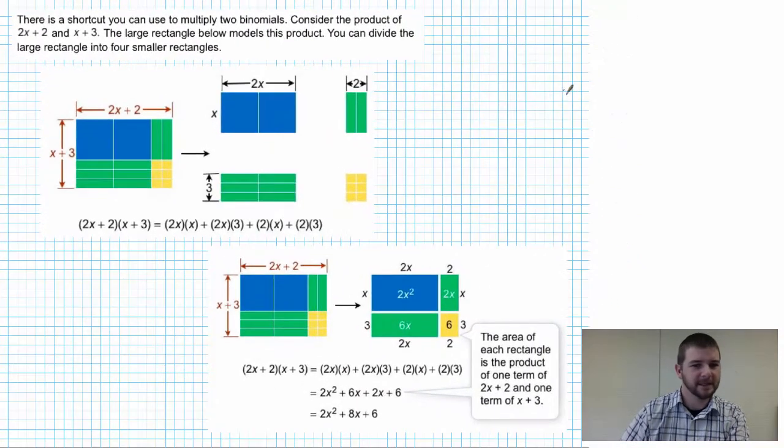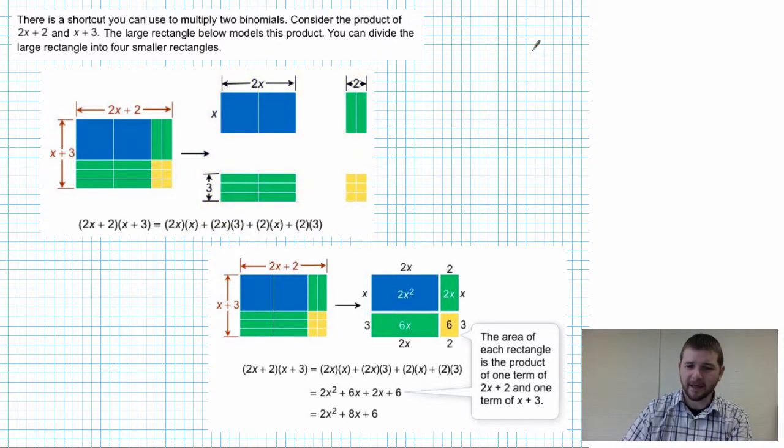So here are some more ways to consider multiplying binomials using the area definition. So there's a shortcut you can use to multiply two binomials. Consider the product of 2x plus 2 and x plus 3. The large rectangle below models this product. You can divide the large rectangle into 4 smaller rectangles. And take a look at what happens.